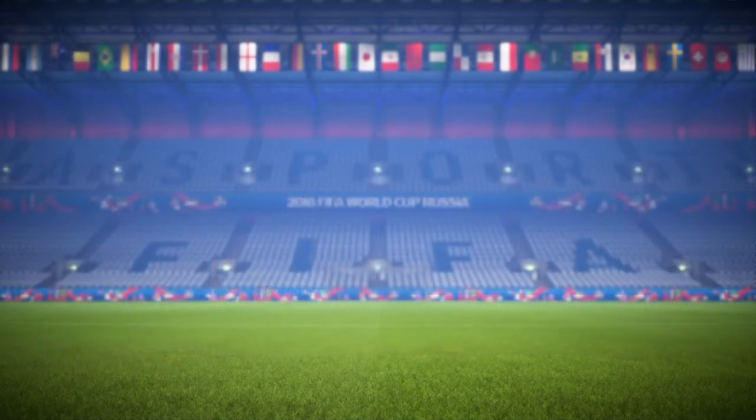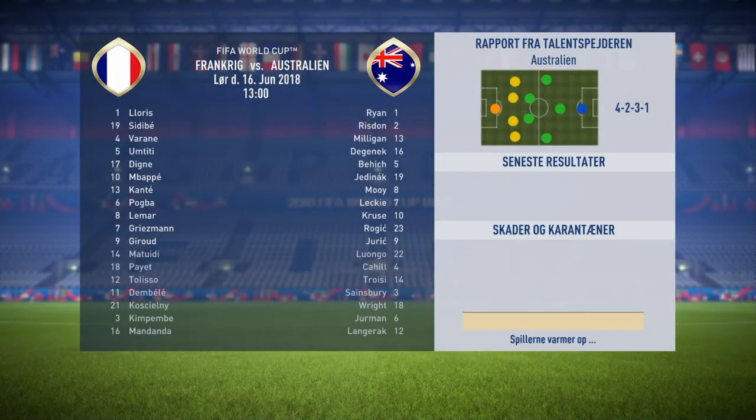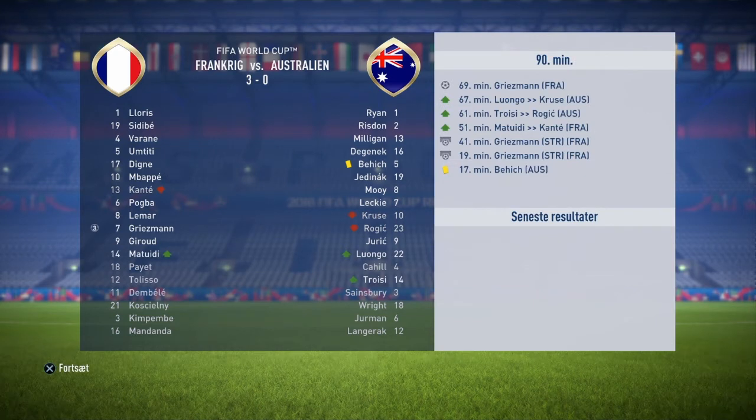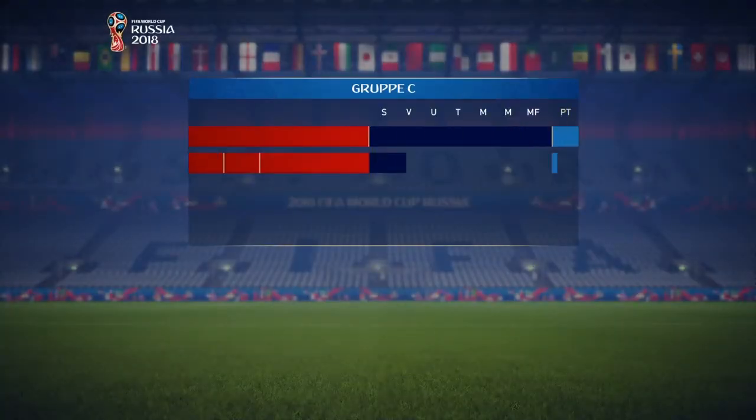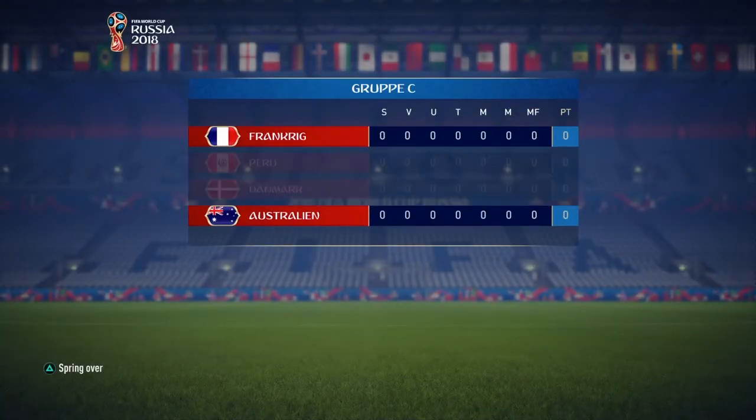Let's see, we have France against Australia. What will that be for a match? And it ends with a 3-0 victory to France. 3 goals, a hat-trick from Griezmann. 2 penalty goals. That was a little easy for them.